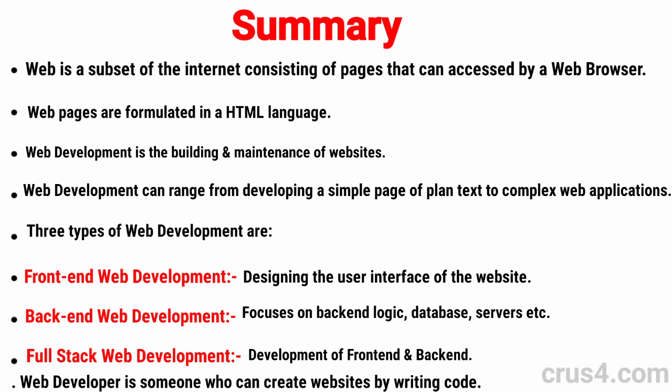There are three types of web development: front-end web development, back-end web development, and full-stack web development. Front-end web development is the procedure of designing the user interface of the website. HTML, CSS, and JavaScript are the languages used for front-end. Back-end web development mainly focuses on back-end logic, database, servers, and APIs. PHP, Java, Python are the languages used in back-end development. Full-stack web development is the development of front-end and back-end.